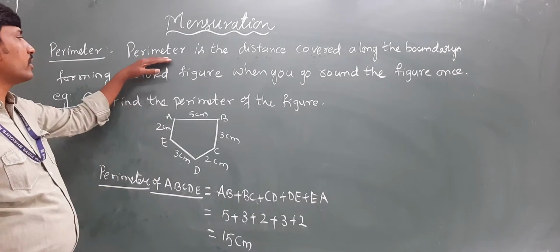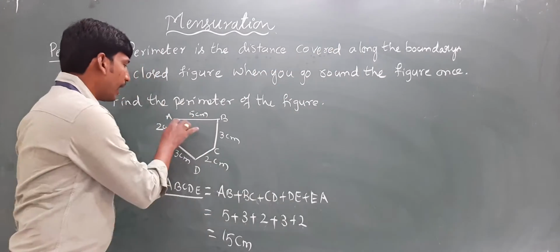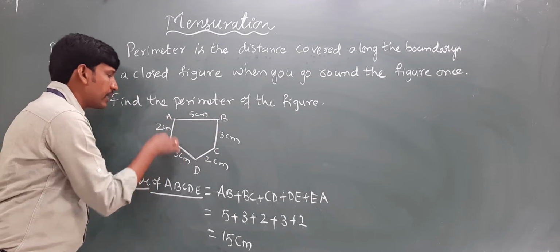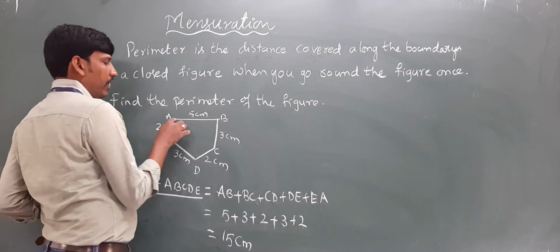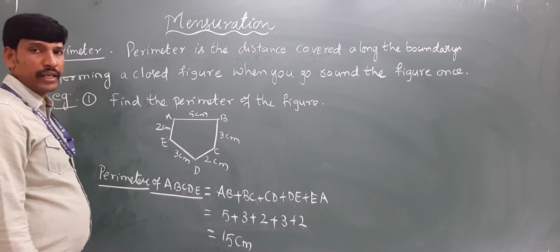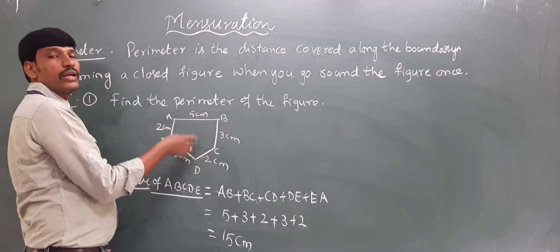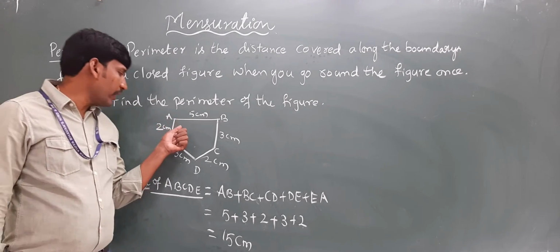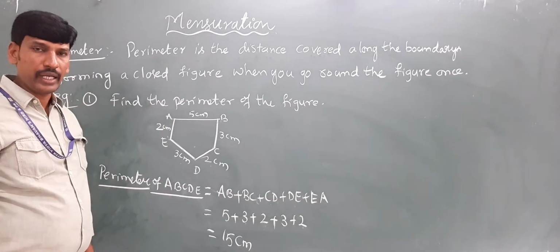So once again I am going to tell you this. What is the perimeter? Perimeter is the distance covered along the boundary, forming a closed figure. See, ABCDE is a closed figure. When you go around the figure once, you start from A, you go to B, C, D and E. Finally you reach A again. So you complete one round along the boundary of this figure. So that is called perimeter. Whatever the distance covered by you of a given closed figure, that is called the perimeter of the given figure. I hope you understood this one.